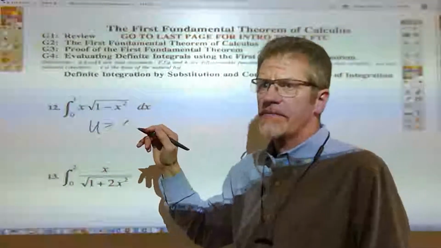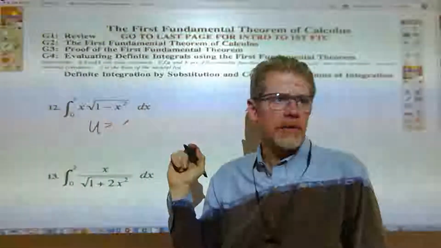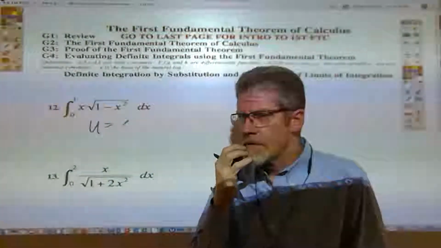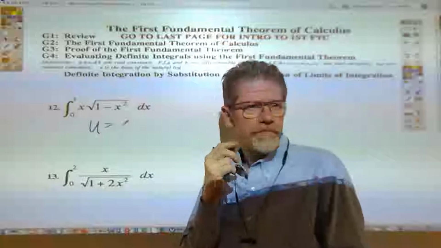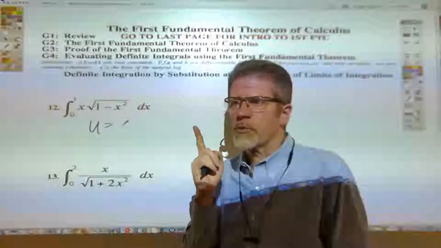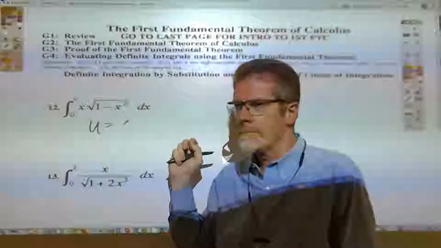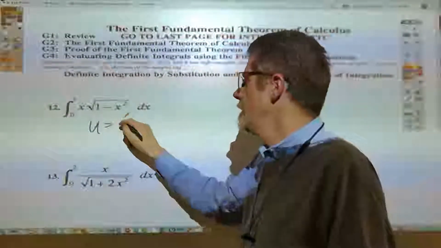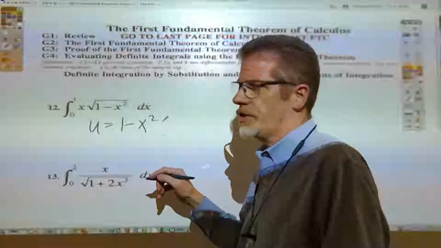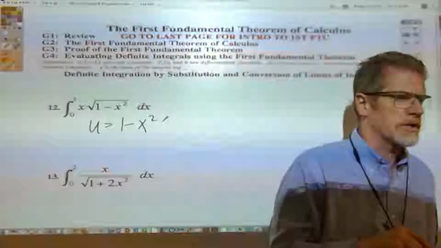Oh, by the way, does anyone have a suggested u substitution for problem 12? Raise your hand if you have a recommendation for a u on problem 12. Okay, Will? 1 minus x squared. Yeah, that's the one to go with. Class, try u equals 1 minus x squared, take it from there.